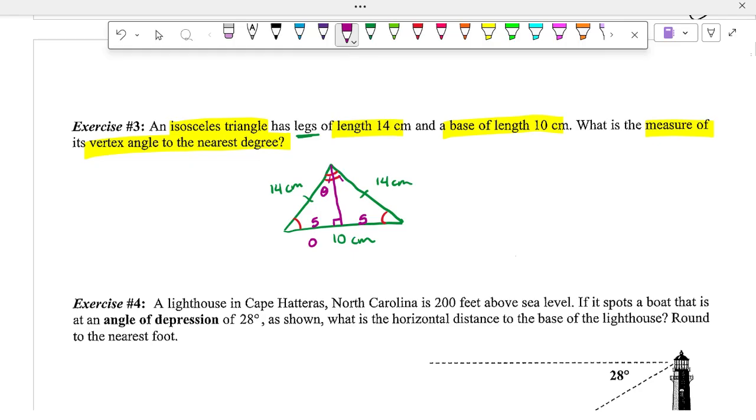It would be the opposite over the hypotenuse. So what is the ratio I'm using? Sine. So sine of theta is equal to what? 5 over 14. How do I solve for theta? Take the inverse sine of both sides. So theta will equal inverse sine of 5 over 14. Round it to the nearest degree. So theta would be approximately what?